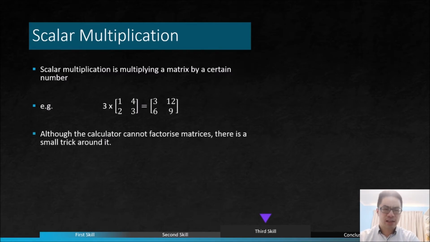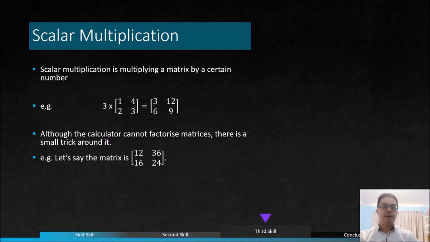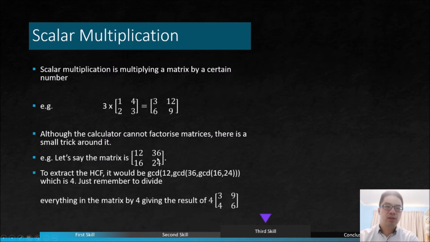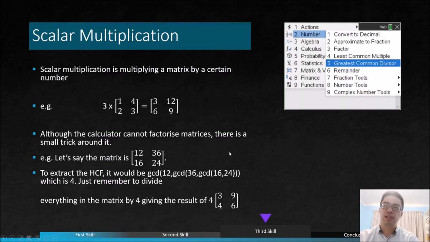Although I haven't seemed to find a trick on how to factorize matrices, there is a small trick around it, I guess. Let's say we've got this matrix here, and we need to take out the highest common factor. To extract the highest common factor, you need to use a function on the CAS called GCD. Once you use that function and do it similar to this, you'll get the answer of 4. Once you've got the 4, you just need to remember to divide everything inside that matrix by 4 to give you the correct answer. The GCD function is in menu 2.5, so menu number greatest common divisor.